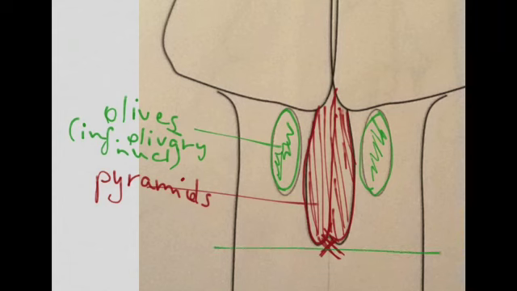This level of the brainstem is the motor crossing.